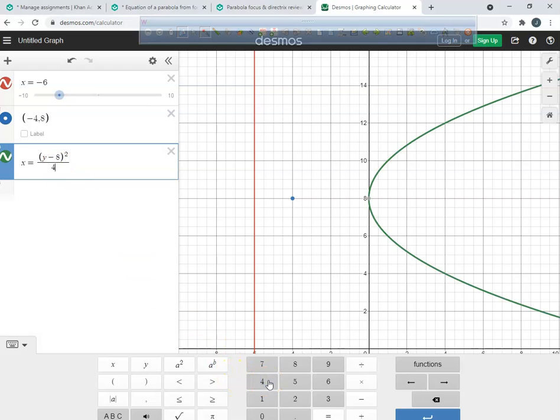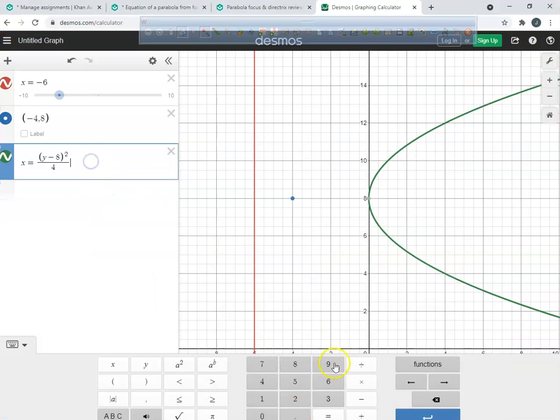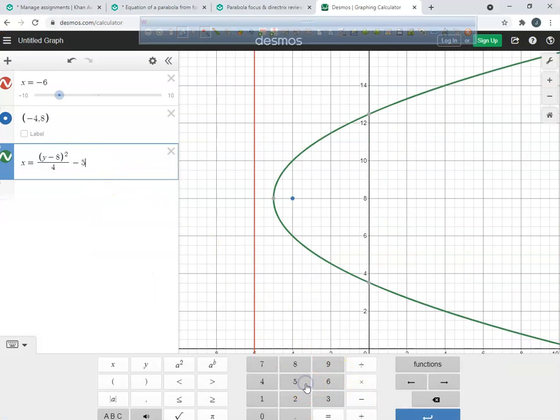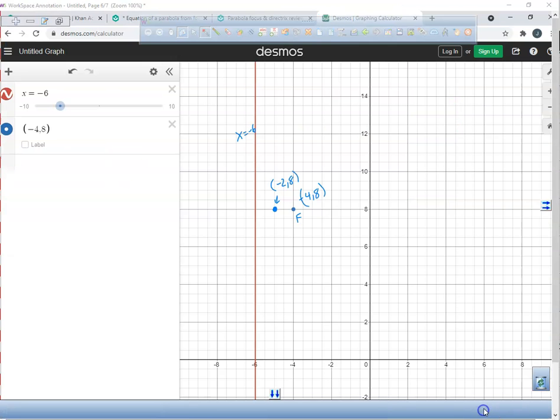Ooh, look at that. I'm getting closer. All right. And then I said what? Minus 5. So I'm going to put minus 5. Hey, what did I say was going to hit? I said it was going to hit right there at negative 5, negative 8, between the negative 6 and the negative 4. I may have messed up when I told you where it was going to go through.